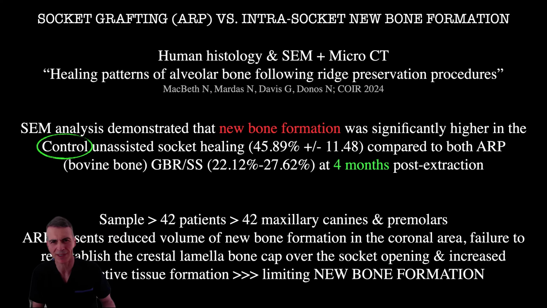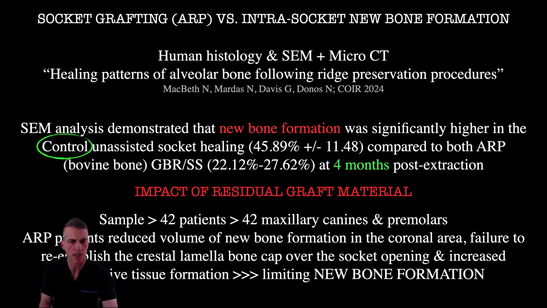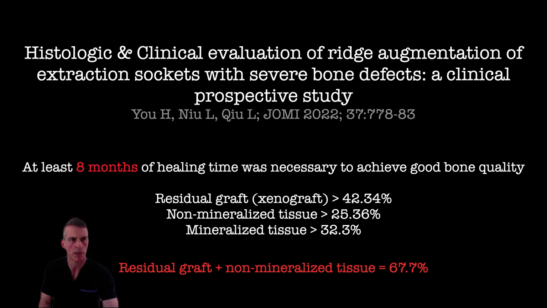This was a recent study published. It's a beautiful study with human histology, scanning electron microscope data and micro-CT, showing basically the same thing. There is an impact of the residual graft material on new bone formation, and the control sites, the sites that receive no grafting whatsoever, double the amount of new bone formation. So there is a limitation in the amount of new bone formation that we see when the sockets are grafted.